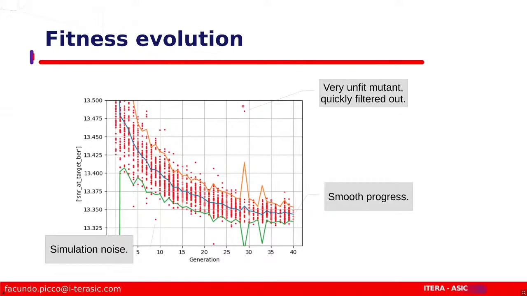On the other hand, we have here a very bad individual that could also be simulation noise, but it could also be a very unfit mutant with a gene that was way off the reasonably good values. And that basically is quickly filtered out because this one will not propagate its genes.